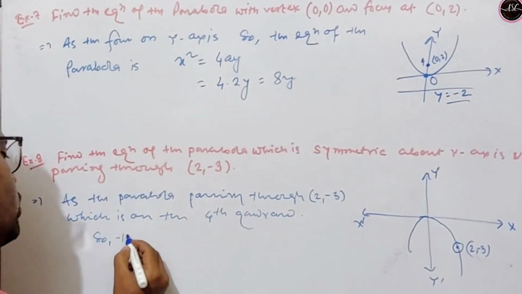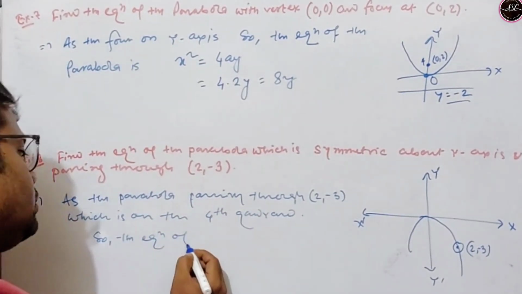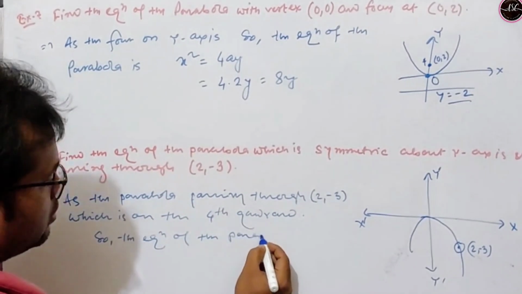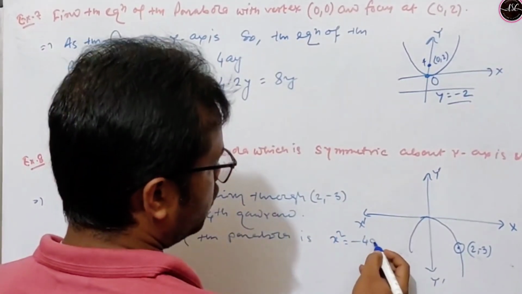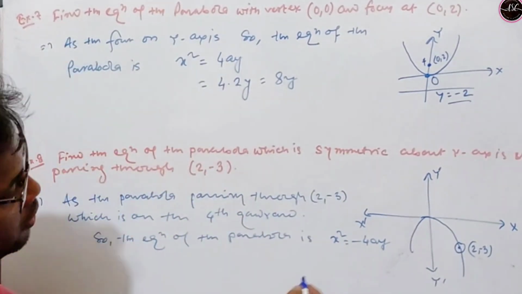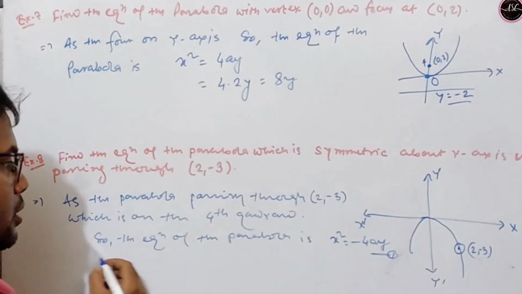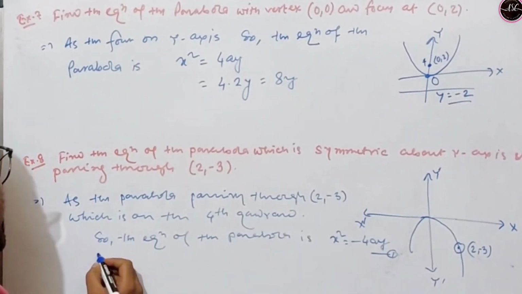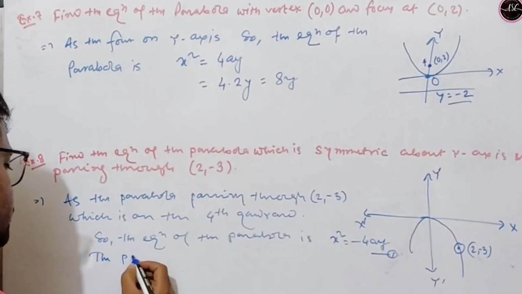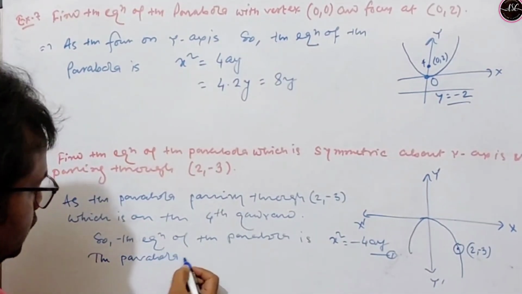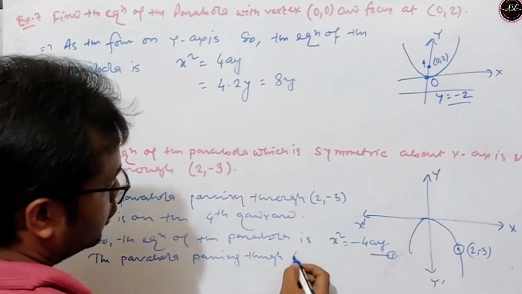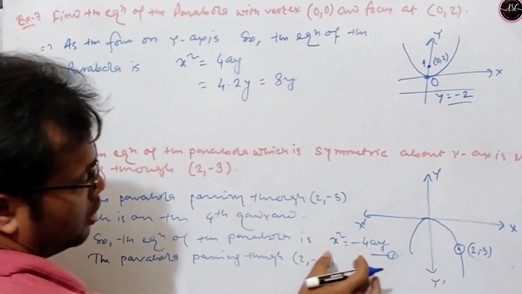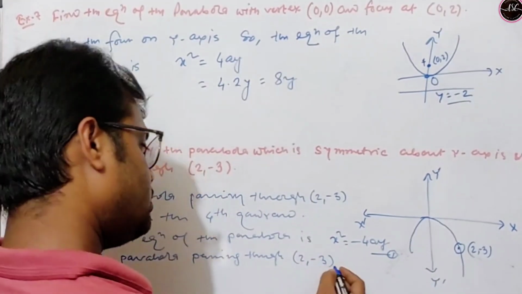So the equation of the parabola is x square is equal to -4ay. This is the general equation, and the parabola is passing through (2, -3), so this equation must satisfy this point.